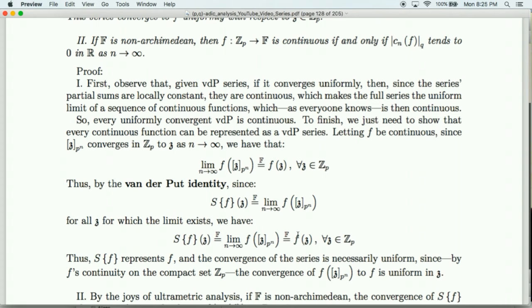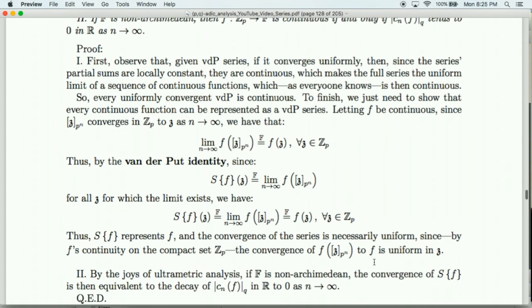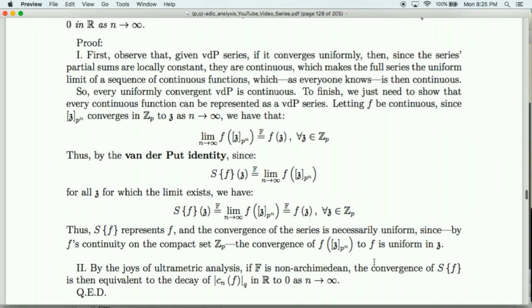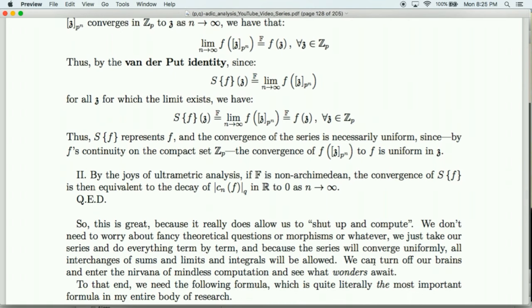Here, the convergence of the series is necessarily uniform because Z_p is compact, and f's continuity on Z_p makes it uniformly continuous, and so this limit is uniform. Boom. Then 2 is just the standard basic facts of ultrametric analysis, where series converge if and only if their terms go to zero.